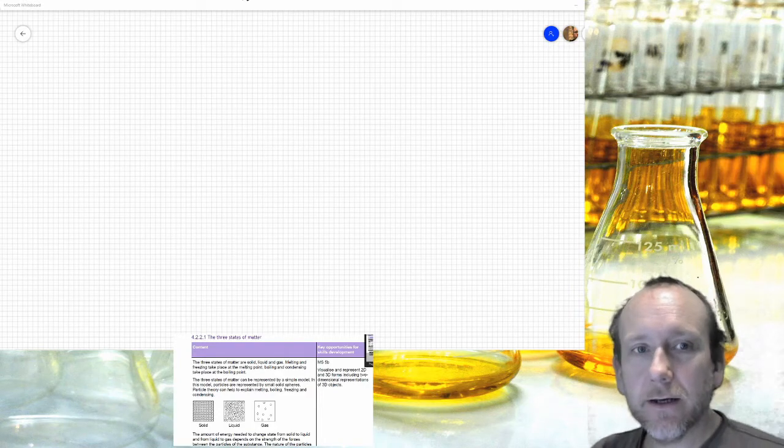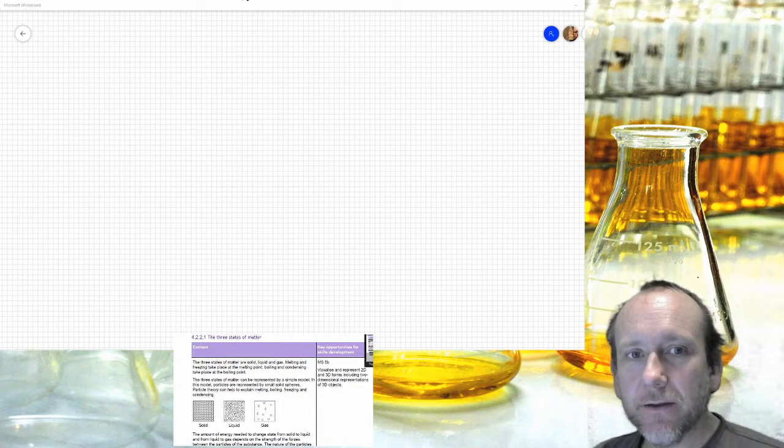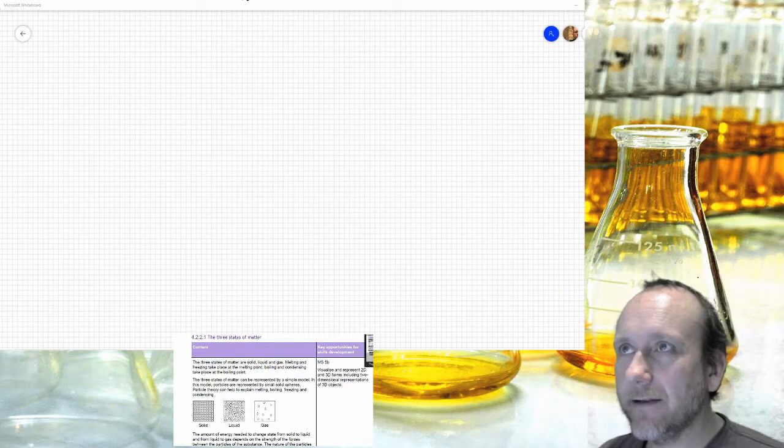Gleisner, and we're talking about the deceptively simple matter of matter. And in the specification, there are three states of matter: solid, liquid, and gas, as you can see down there.